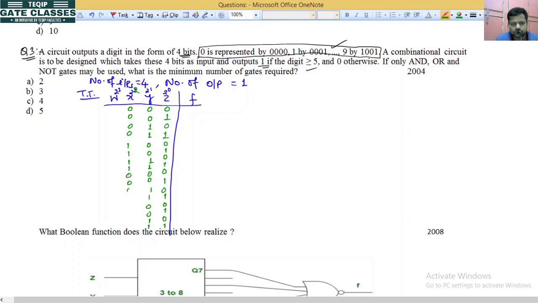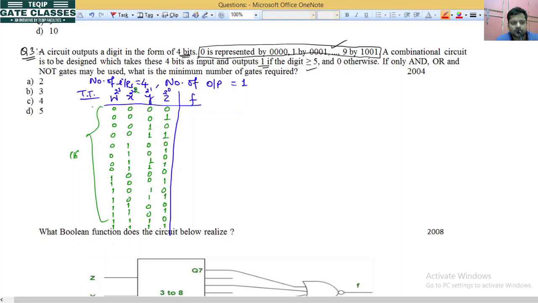Again 4 0, 4 1. Now 2^3. 2^3 is 8. So 8 0, 8 1. Okay? So these are the 16 combinations. Okay? Now what will be the output?